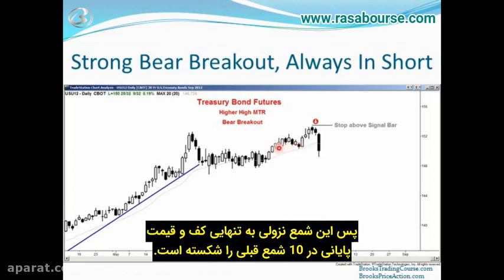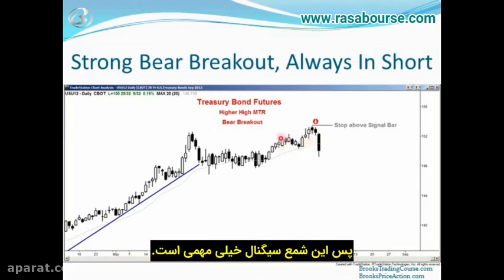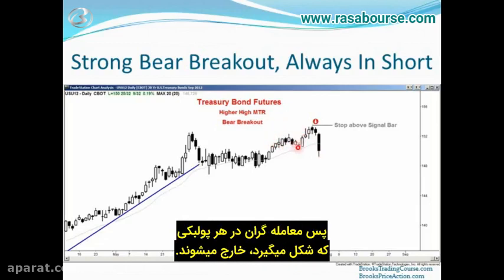So this bear bar is reversing the lows of the past 10 bars or so and the closes of the past 10 bars or so. So all the traders who bought in here are now holding losing positions. So this is a very important sell signal bar, and chances are the traders who bought in here will look for any rally to exit, so there should be sellers on any pullback.